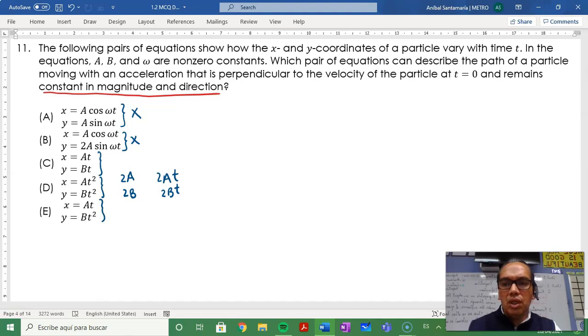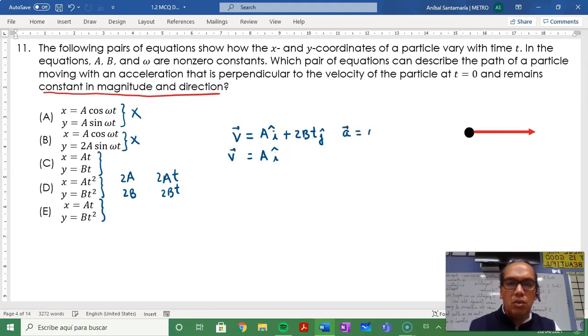In the case of option E, the velocity, which is the first derivative of position, will be ai plus 2bt j, and at time equals 0, that is ai. So the velocity is completely horizontal. On the other hand, the acceleration is the derivative of that, and that will be 0i plus 2bj.